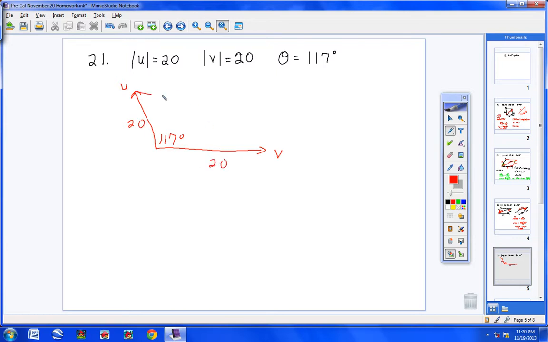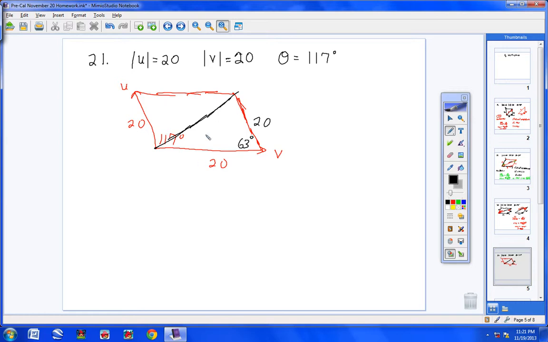Now we're going to go ahead and draw our parallelogram. So we come over like this, and then down like this. They want us to find the resultant of u and v. The resultant, or the sum of u and v, is this diagonal right here. If this is 117 degrees here, then this over here has to be 63 degrees, because 117 and 63 have to add up to 180. And if this is 20 right here, then this side over here has to be 20 also.